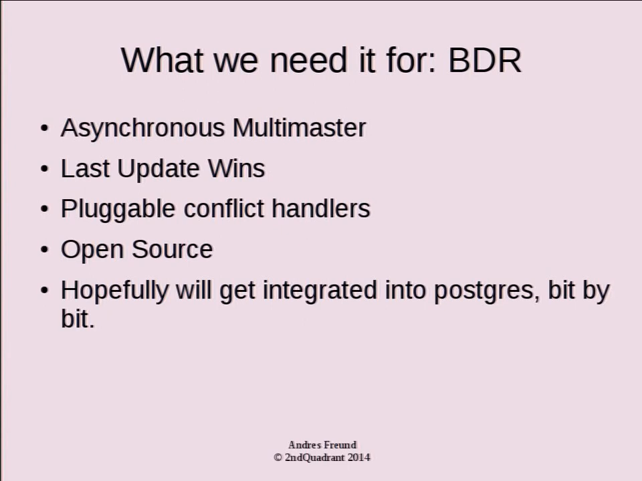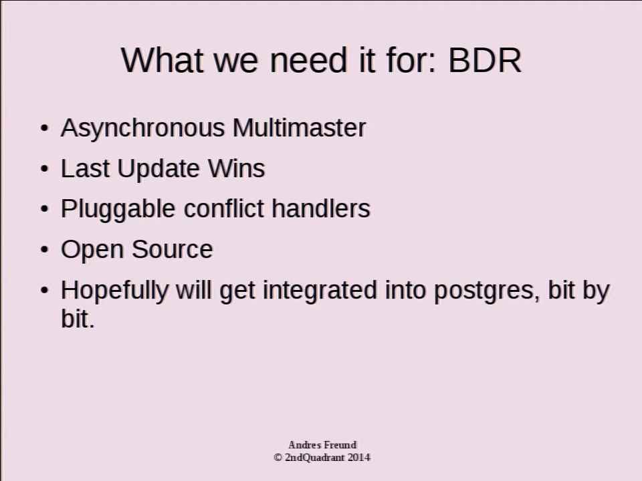And for now, all the conflict resolution we are working on is last update wins. That's good enough for many usage scenarios. There obviously are other scenarios where you can't use last update wins. That's why we support conflict handlers that can say, OK, if there has been a conflict between update from two different nodes, this function gets called, and the function can say, this is an error, I don't replicate anymore, this is all broken, or you can say, use this tuple as a result, and the conflict is resolved. It's all open source, and as I said, we are trying to get it integrated into Postgres.